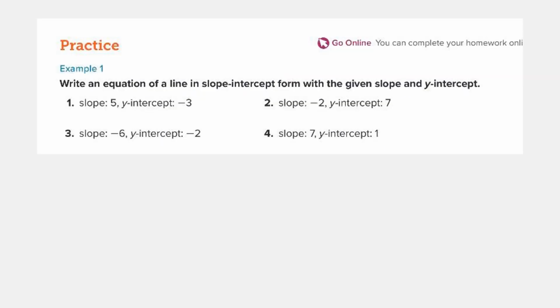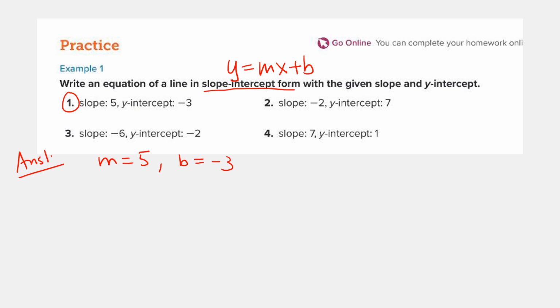Now we need to write the equation of the line in slope-intercept form. So slope-intercept form is y equal to mx plus b. Let's take an example. Answer 1. m is 5, which is the slope, and b is minus 3. Remember, slope is denoted by m and b denotes the y-intercept.